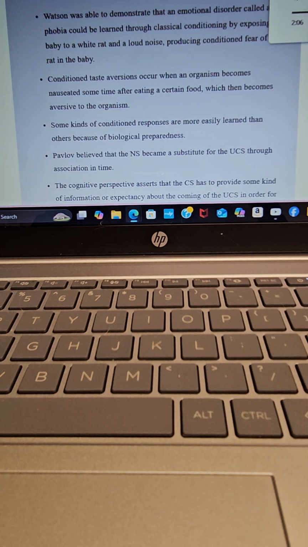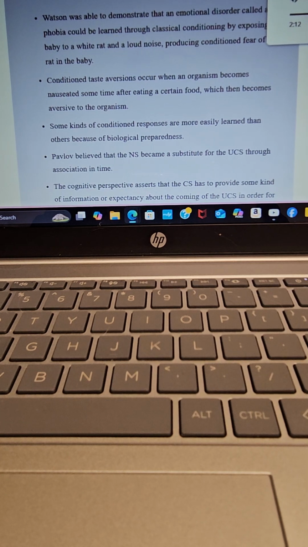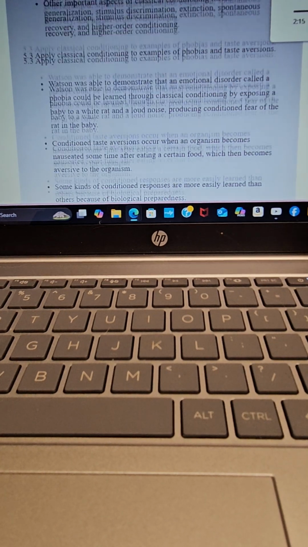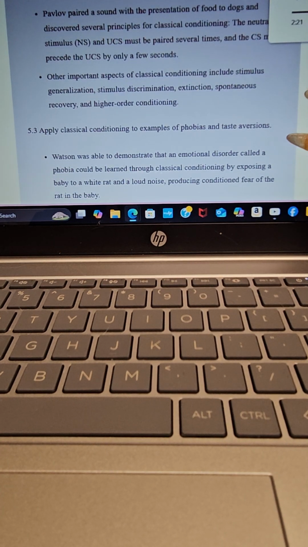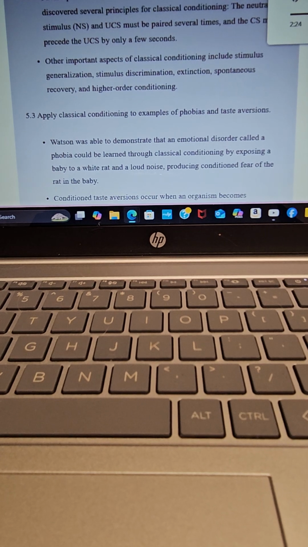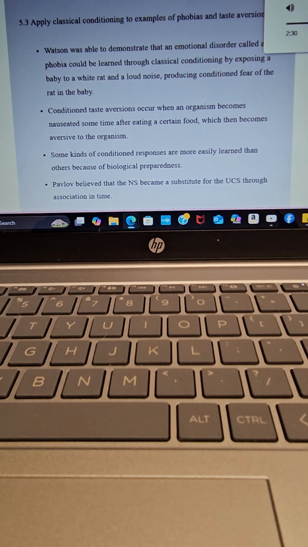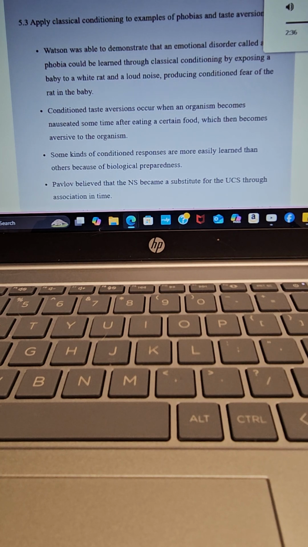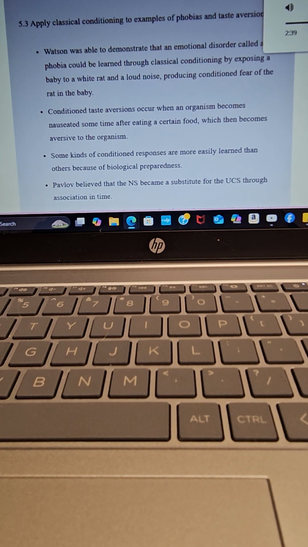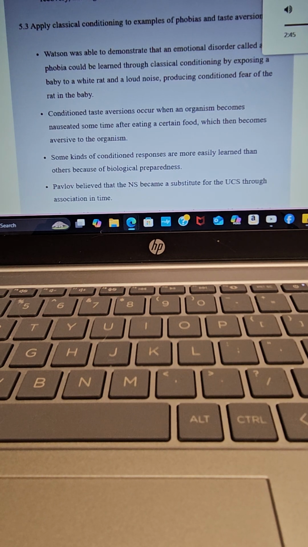a few seconds. Other important aspects of classical conditioning include stimulus generalization, stimulus discrimination, extinction, spontaneous recovery, and higher order conditioning. 5.3. Apply classical conditioning to examples of phobias and taste aversions. Watson was able to demonstrate that an emotional disorder called a phobia could be learned through classical conditioning by exposing a baby to a white rat and a loud noise, producing conditioned fear of the rat in the baby.